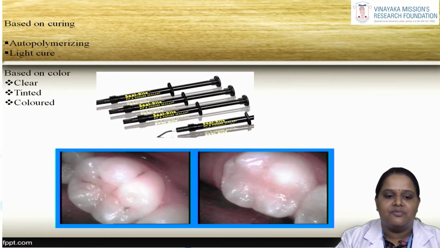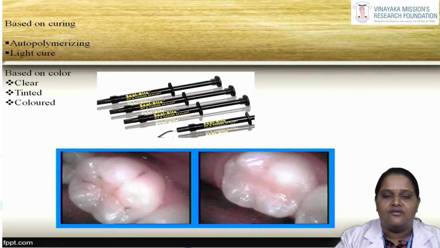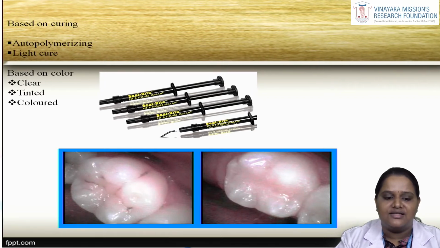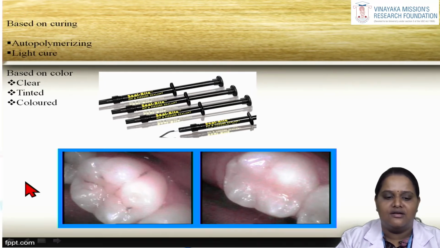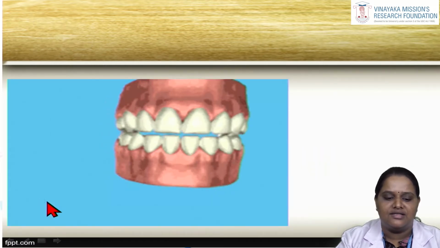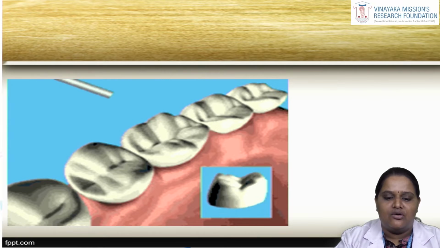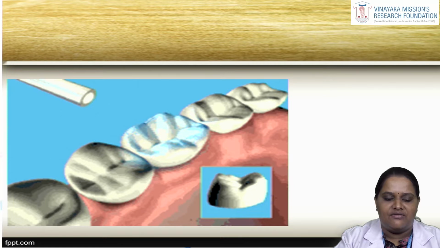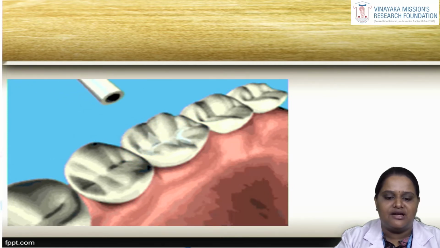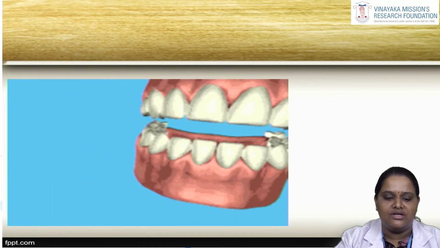And the next is based on the color. On this, it's classified as clear, tinted or colored sealants. Here in this picture, you can see the colored sealants that are used. And this is a video showing how the sealants are used. This is a small picture of a brief thing, the resin sealants that are used, wherein you seal the deep pits and fissures and light cure it with a visible light wavelength, thereby sealing the deep pits and fissures that are present in the oral cavity.